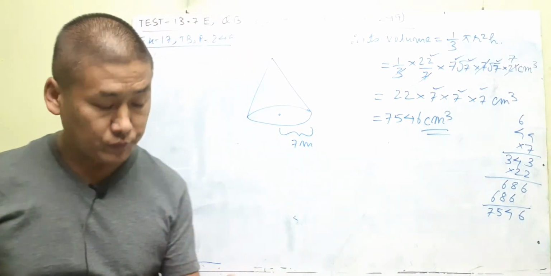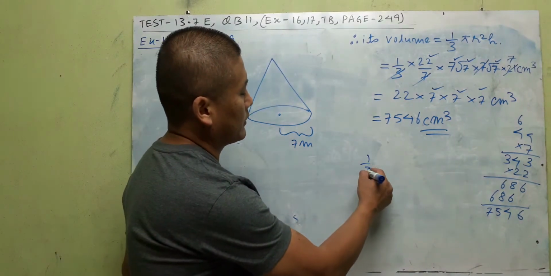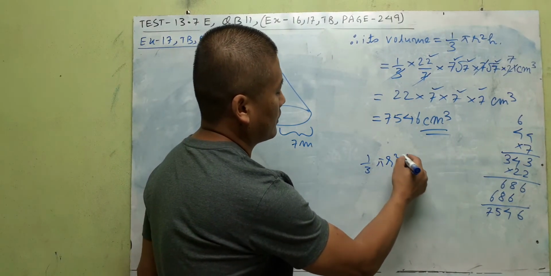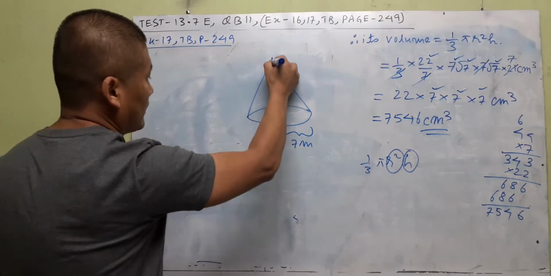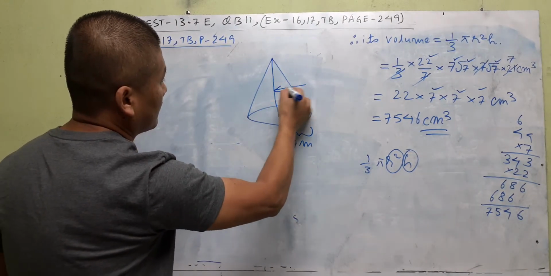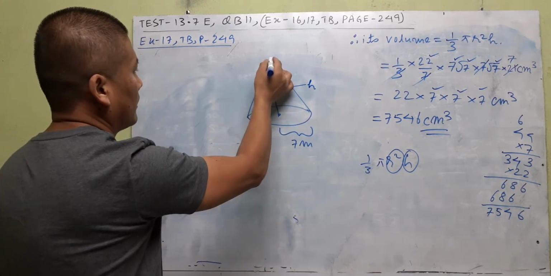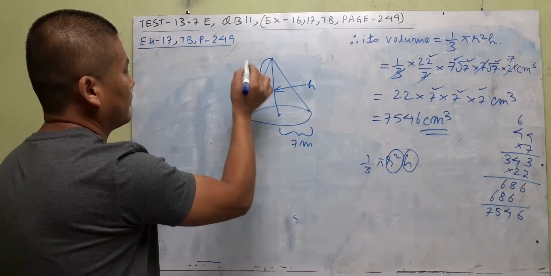So we have to find the volume, which means again the formula is 1 by 3 pi r square h. So we need r and h, right? R is already there. H we need to find out, which we don't know yet. I think L we can first find out, then we'll easily find out h.